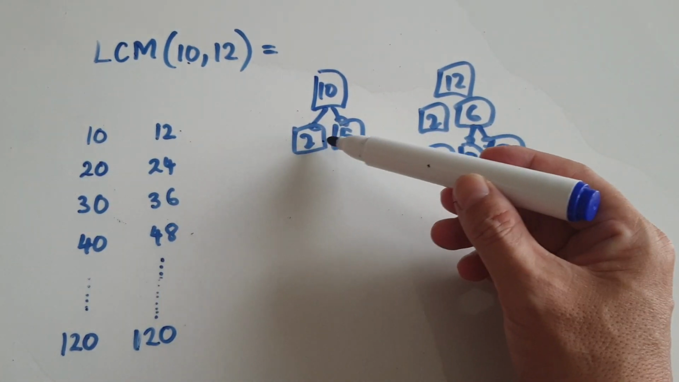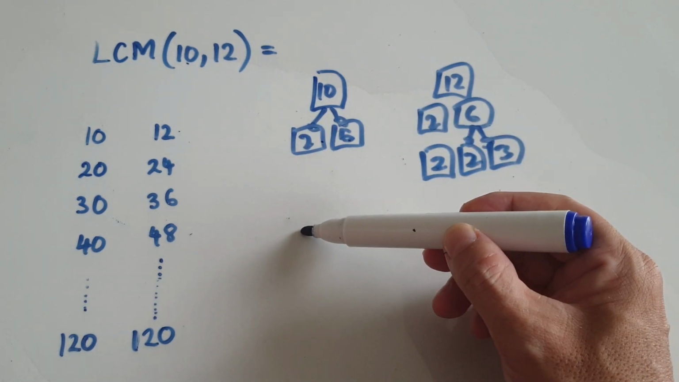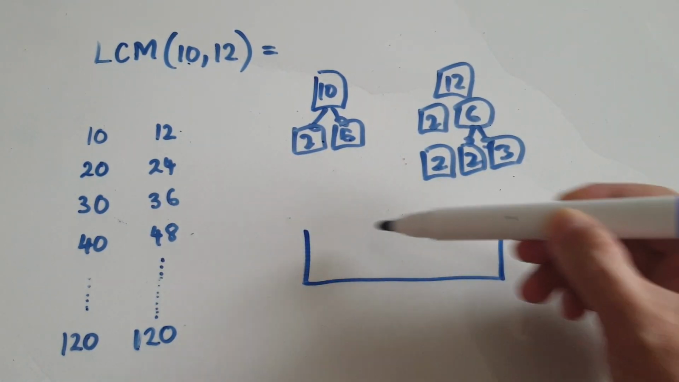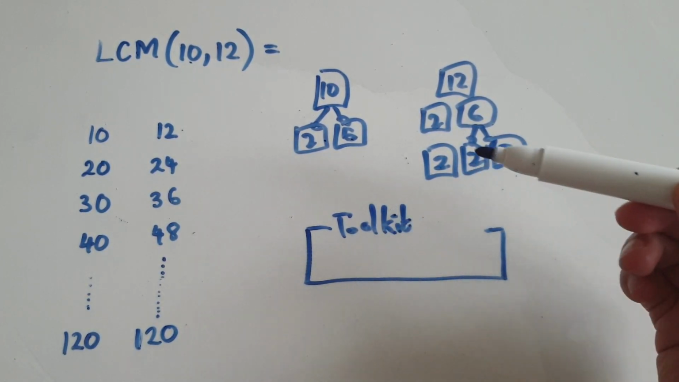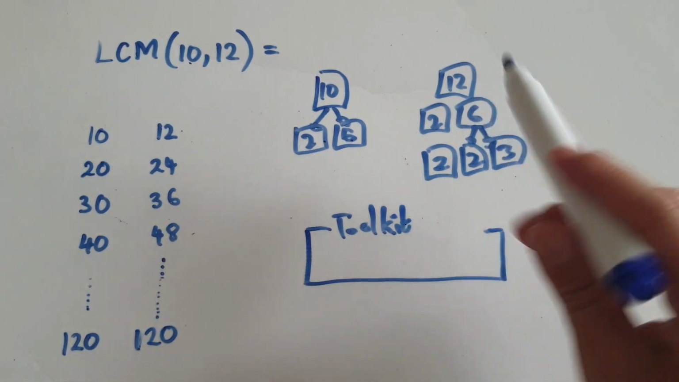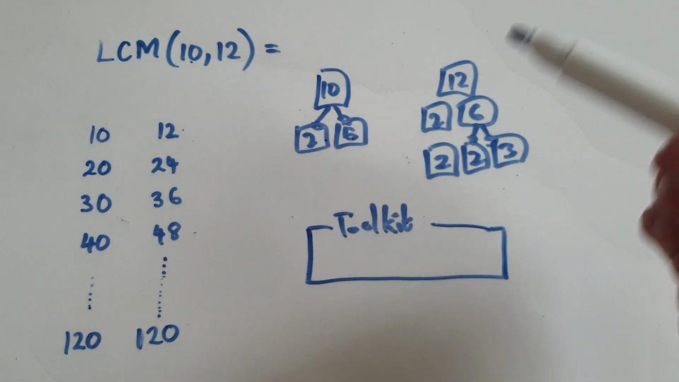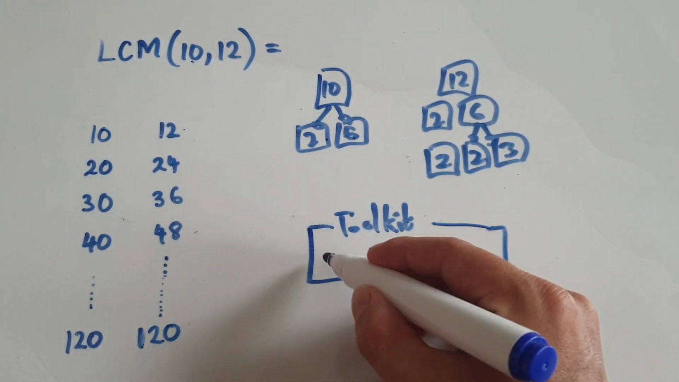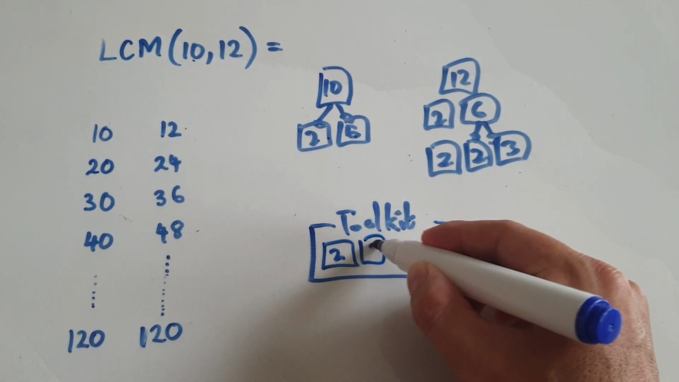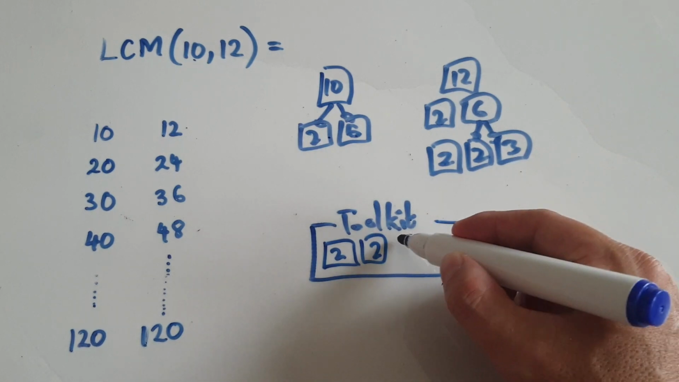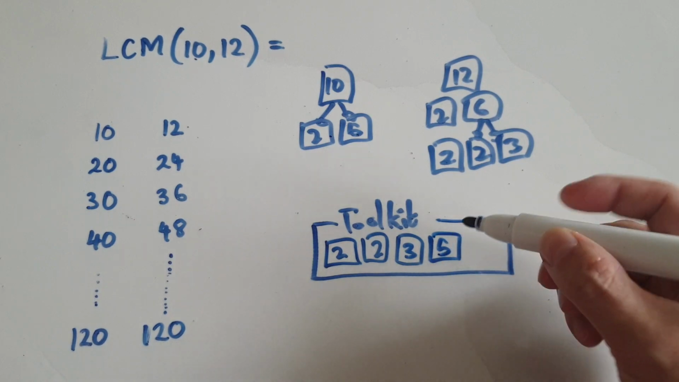So now that you've got all the basic building blocks of the two numbers, to find your lowest common multiple, you've got to imagine your toolkit. What blocks do you need to carry in your toolkit in order to be able to build the number 10 and to build the number 12? You see, in your toolkit, you have to carry a block of 2. You also have to carry another block of 2. You have to carry a block of 3, and you have to carry a block of 5 with you in order to be able to build both numbers.